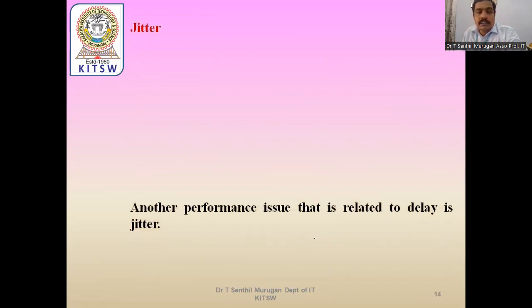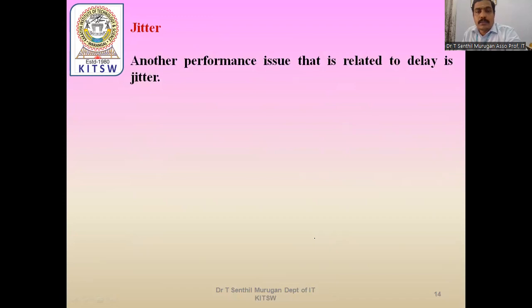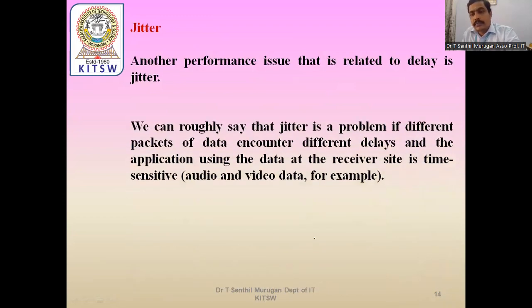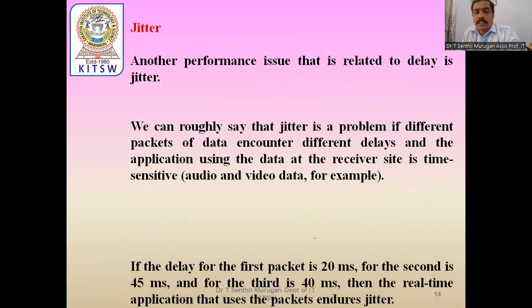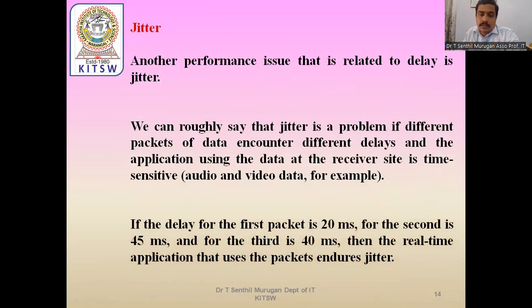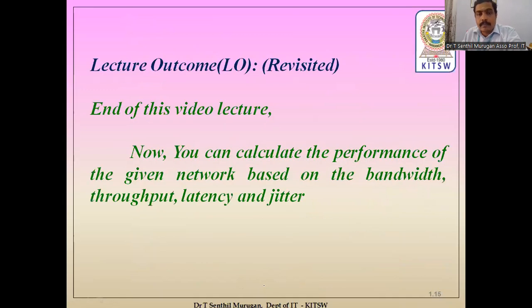Last one is jitter. What is jitter? Already we have discussed that. It is the deviation between the delays. The first packet may take 20 milliseconds, the second packet may take 45 milliseconds, and the third packet may take 40 milliseconds, like that. The variation in the delay is called jitter.